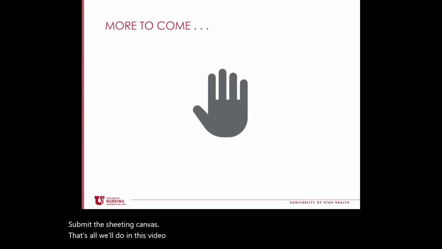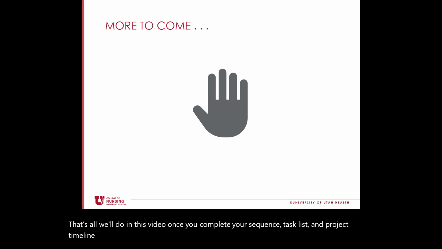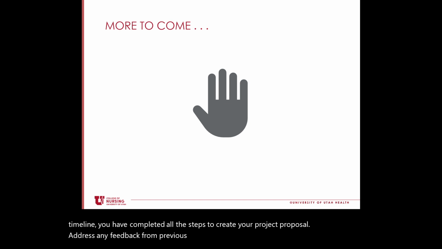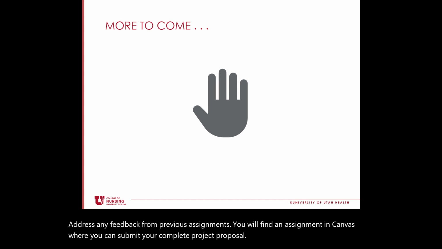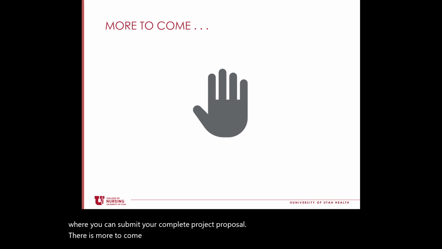Once you complete your sequence task list and project timeline, you have completed all the steps to create your project proposal. Address any feedback from previous assignments. You will find an assignment in Canvas where you can submit your complete project proposal. There is more to come next semester when we start working on your capstone manuscript.